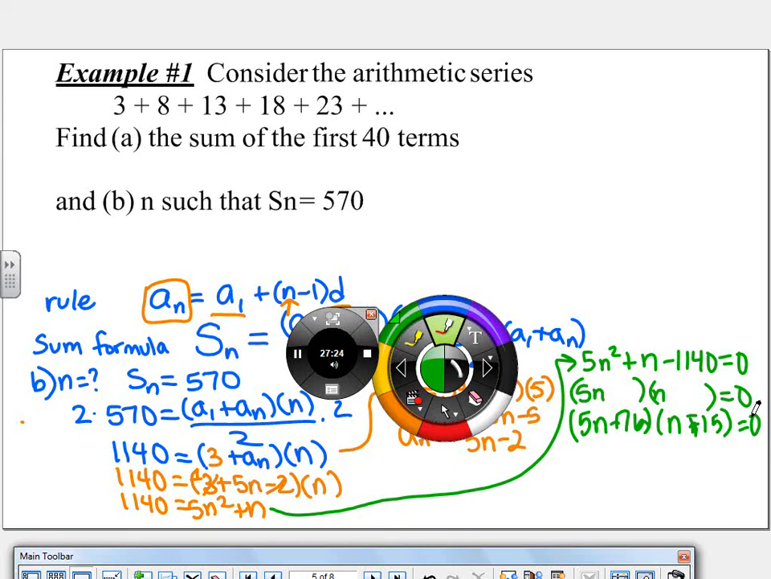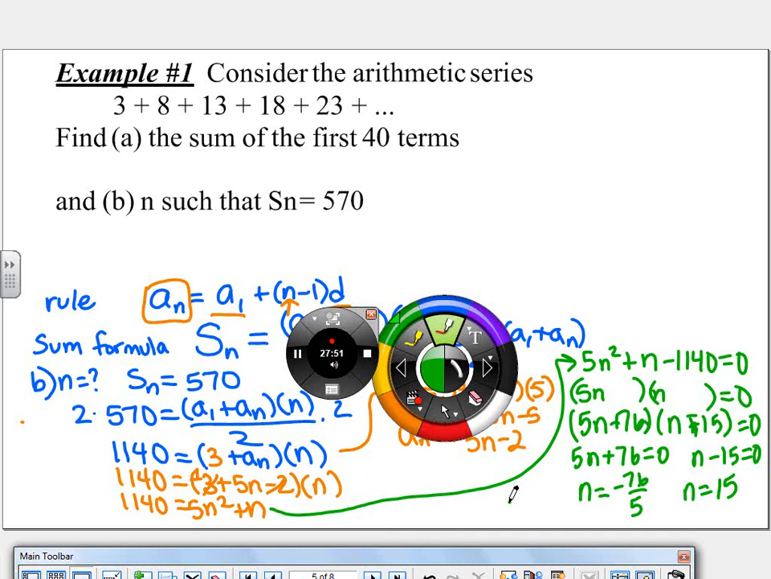Now, how do you solve this once you've factored it? I'm not so concerned about the factoring part. If we set each of these equal to 0, we get that n is equal to 15 and n is equal to negative 76 over 5. One of these is okay. One of them is not.